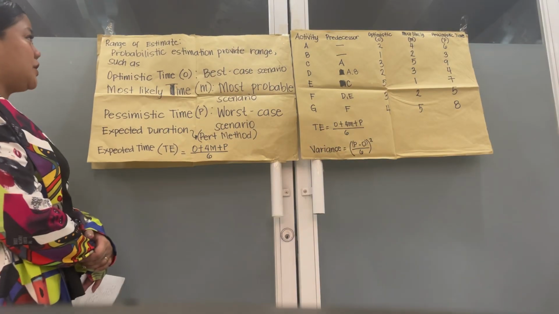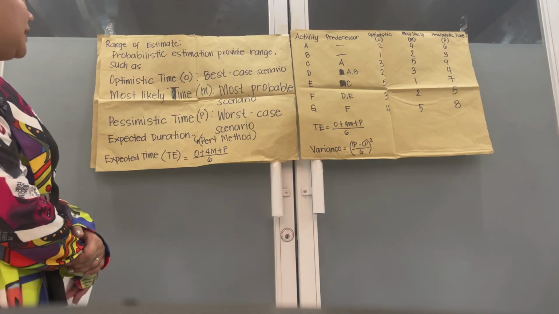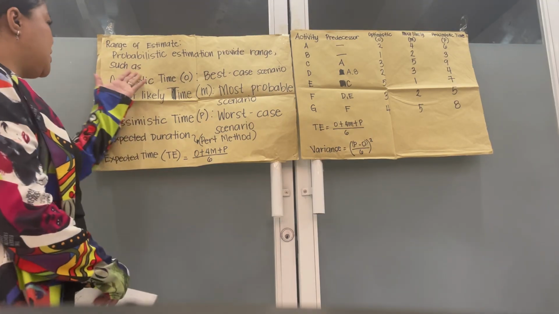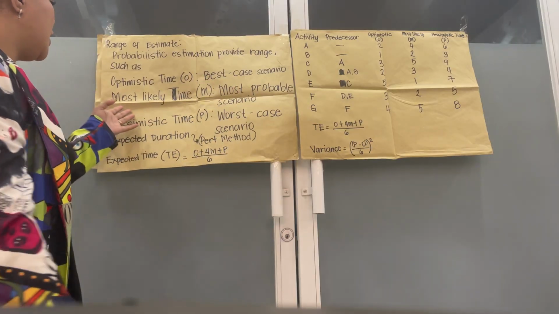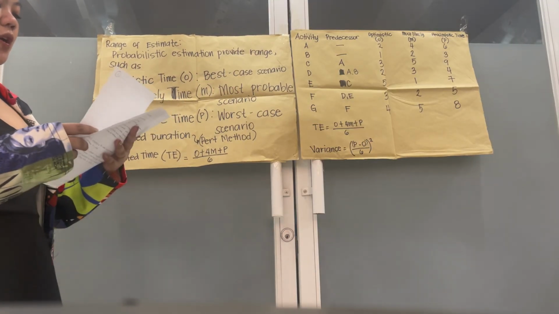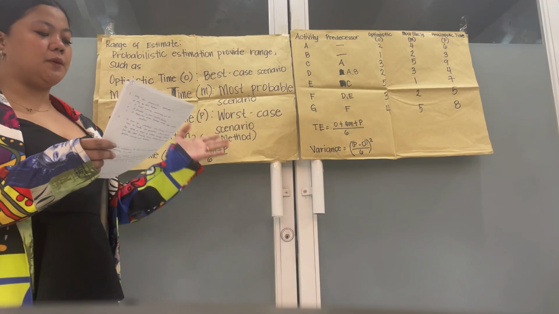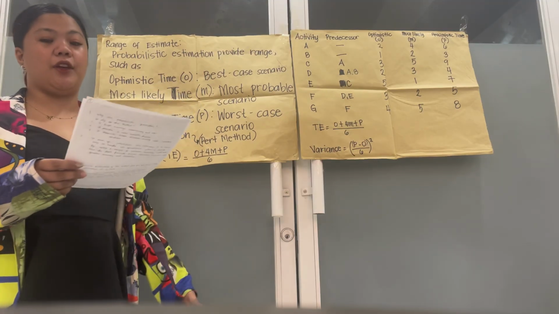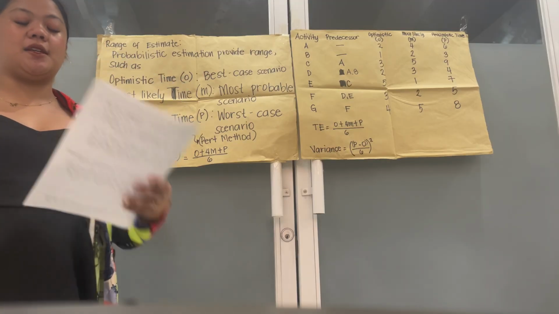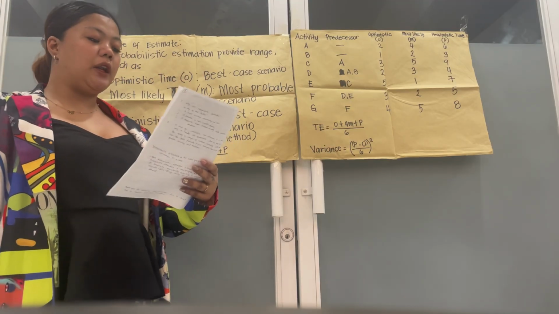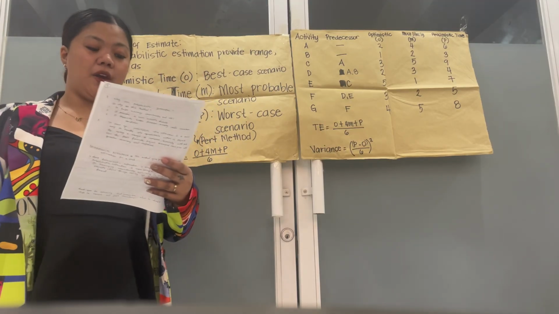Next, we have range of estimate. Probabilistic estimation provides a range such as optimistic time, or best case scenario, the shortest possible time to complete a task assuming everything goes perfectly. The purpose of this optimistic time is to set the lower limit of the time estimate range.